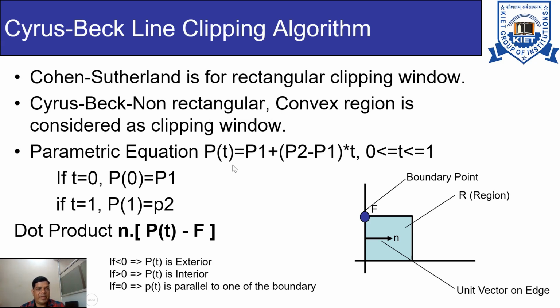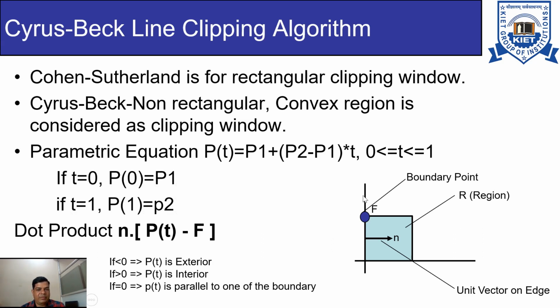In this algorithm we have a parametric equation which is defined as P(t) = P1 + (P2 - P1) t, where t is a parameter and it takes values from 0 to 1. So 0 ≤ t ≤ 1. If t = 0, then P(t) is P1, and if t = 1, then P(t) is P2. P1 is the initial point of the line segment and P2 is the final point of the line segment.